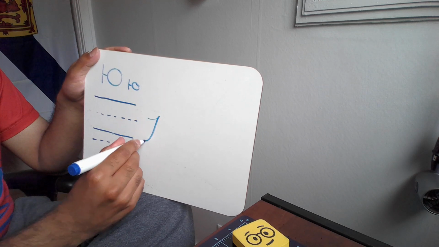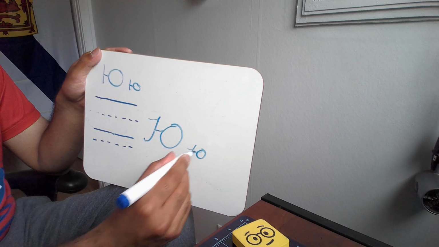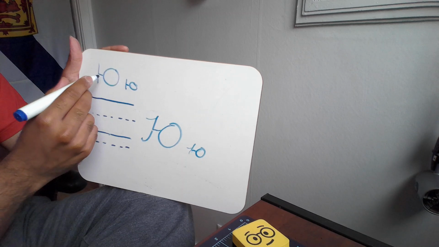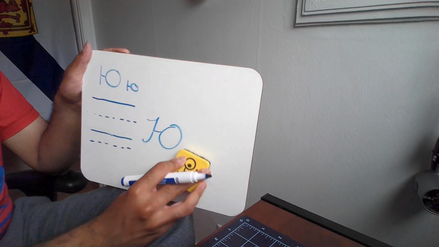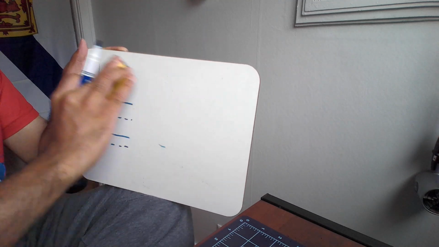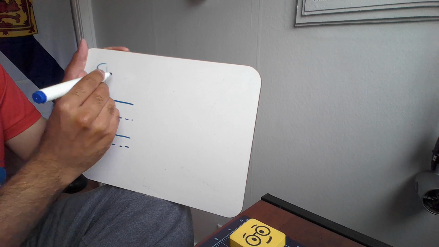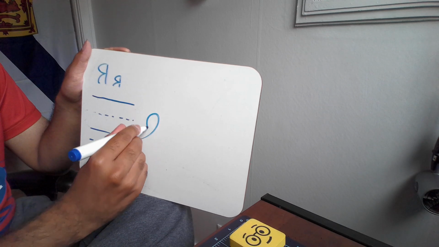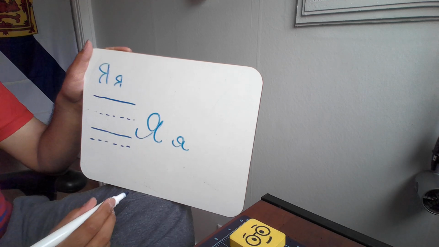And then we have 2 that I enjoy a lot. Yu, which looks like this. And so just as the 2 pieces are connected in printing, so too are they connected in cursive. And then our last letter is Ya, which looks like a backwards R, and it's written like this in the capital and like this in the lowercase.